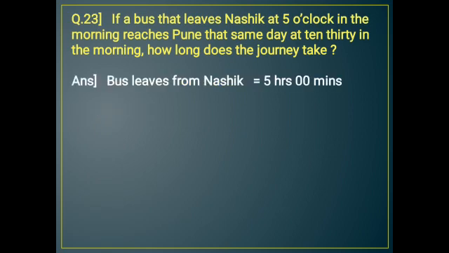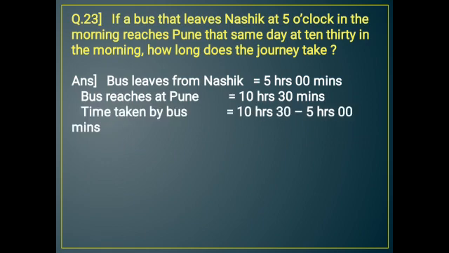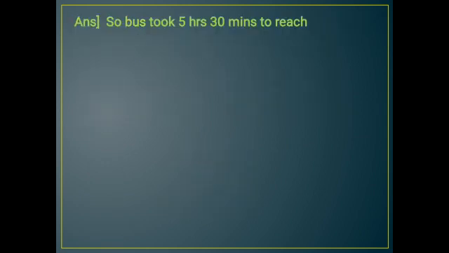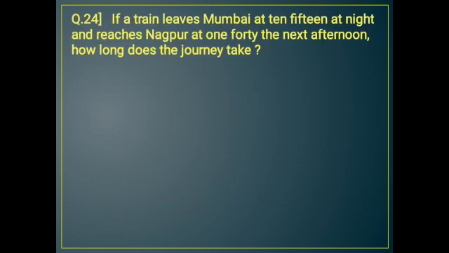First, the bus leaves from Nashik at 5 hours 0 minutes. The bus reaches Pune at 10 hours 30 minutes. Time taken by the bus is 10 hours 30 minutes minus 5 hours 0 minutes. So when we do the subtraction, we get the answer as 5 hours and 30 minutes. So the bus took 5 hours 30 minutes to reach. So the correct option is 5 hours 30 minutes.